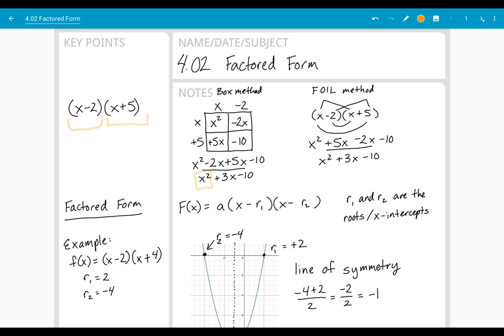parabola. So, we have an entire type of equation format that we call factored form that is based off of this idea of multiplying binomials. And the generic version looks like this. R1 and R2 are a special idea called roots.